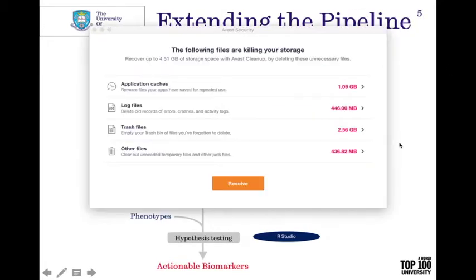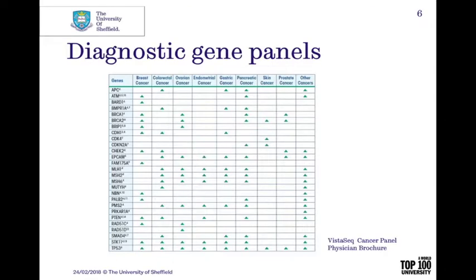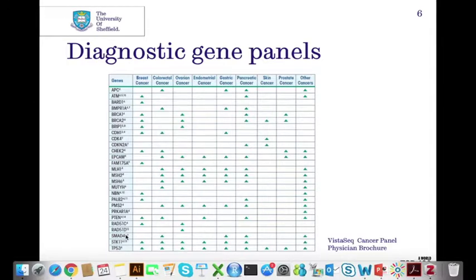So in this module, we will also show you two examples of generating actionable biomarkers. One example is assessing diagnostic gene panels. Gene panels are lists of genes that have been found to be associated with a particular disease. You will learn how to assess mutations found in these gene panels and whether they can be used as actionable biomarkers to predict the onset of disease.